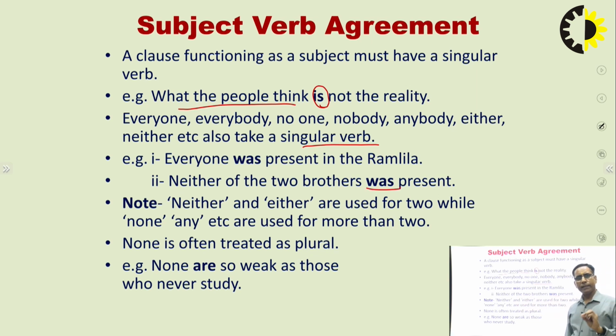Generally, either and neither are used for two, and none or any are used for more than two, right? Here I have written notes: neither and either are used for the two, while none, any, etc. are used for more than two. So none is often treated as plural, but it can be used as singular also. That's why we will have to check the meaning. For example, "None are so weak as those who never study."